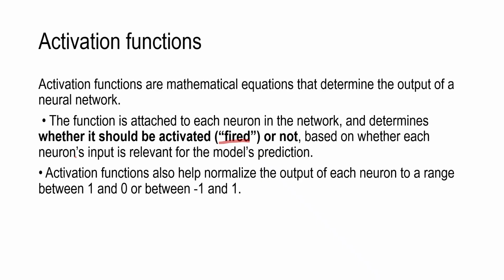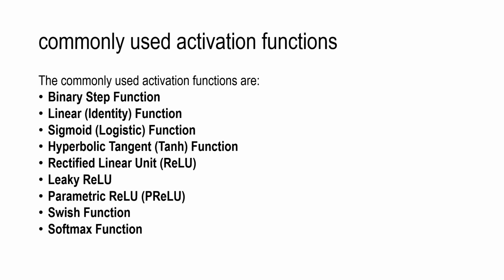Usually, sometimes not only for giving output, sometimes the output should be normalized within some range. It can be from 0 to 1 or -1 to 1 or 1 to some value. For that normalization also, this activation function can be used. So these are the commonly used activation functions.